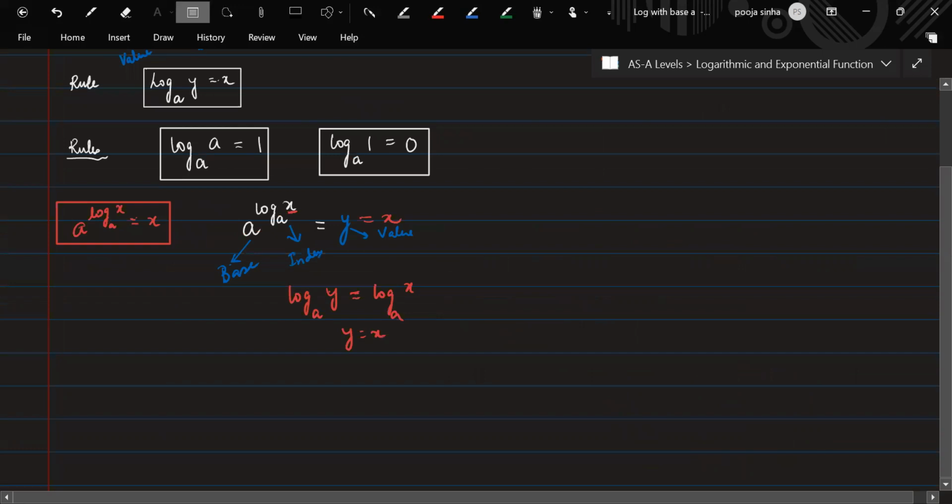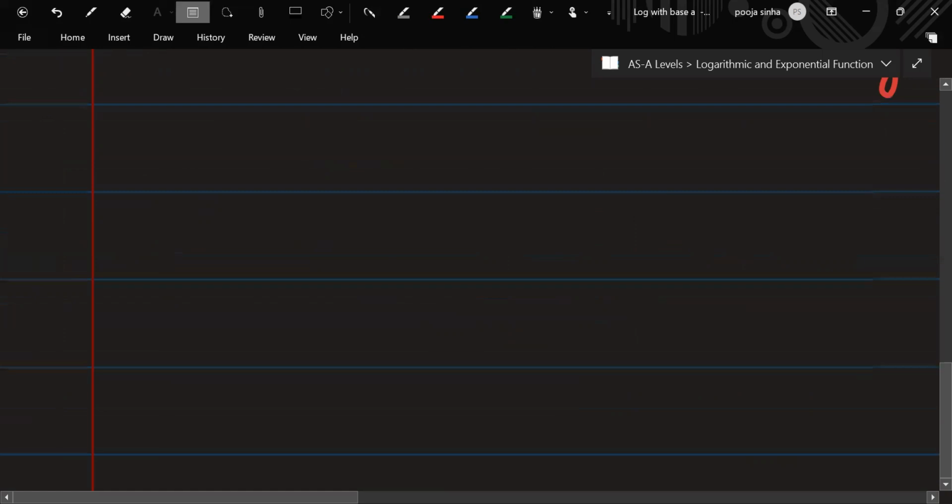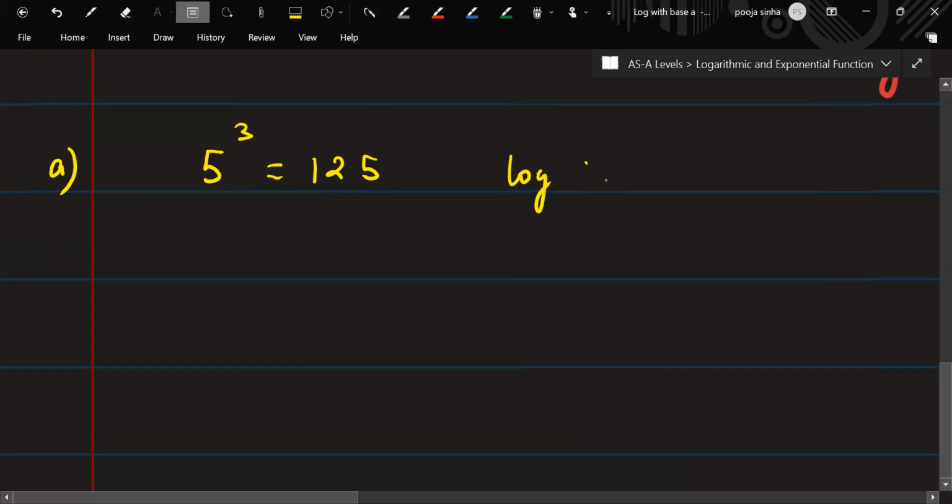Okay. Now a few questions, and based on this, then again I'll give you. So two exercises is what you're going to do today. Very simple ones, just to practice. You will answer these questions. You have to tell me 5 raised to power 3 is equal to 125 in the log form. So log 125 to the base 5 is equal to 3.